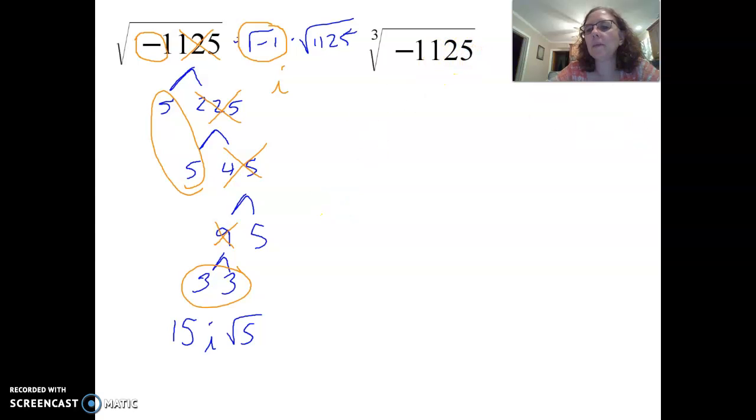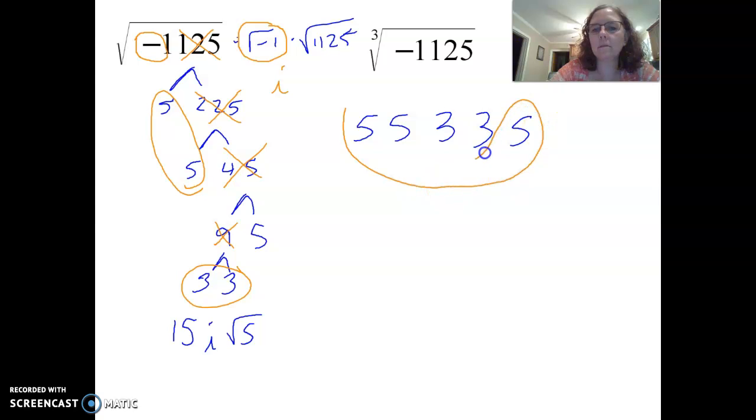Okay, so let's do the same thing over here. This time I've got a cube root, but the factors are going to be the same, right? 1,125, it's the same. So I'm going to have 5, 5, 3, 3, 5, just like I did before. Okay, now think about what we did in the last example. When I have a cube root, when I've got a 3 right here, how many do I need in my circle? Well, I need 3. All right, so I've got 3 5s, and then those 2 3s, they don't get to be circled because I only have 2, and I need 3 because it's a cube root.